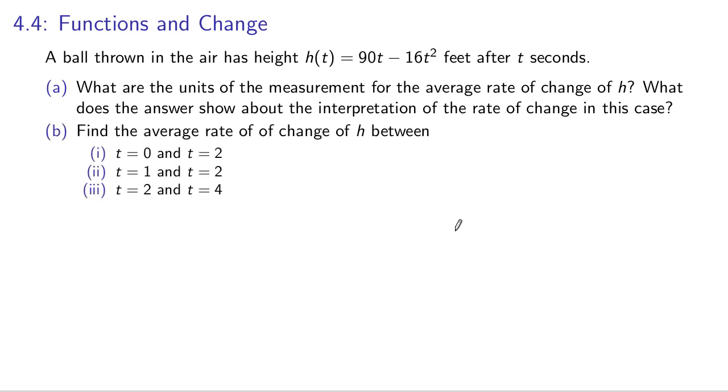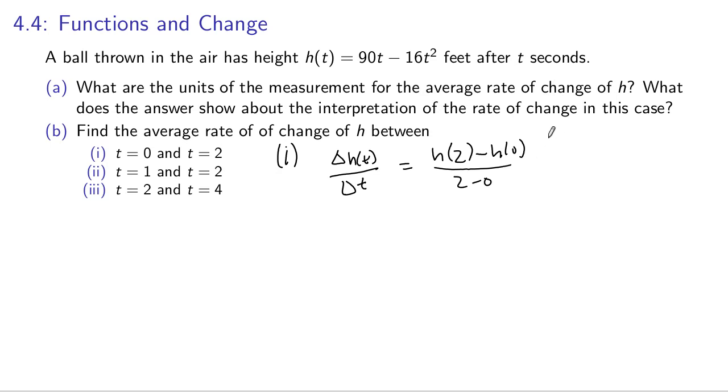Part B. Find the average rate of change of h between these intervals. So start with part 1. The average rate of change would be the change in h, the output of h, over the change in time, which is equal to h, and we can remember, we can pick either to start with. I'll start with the second this time. h of 2 minus h of 0 over 2 minus 0.